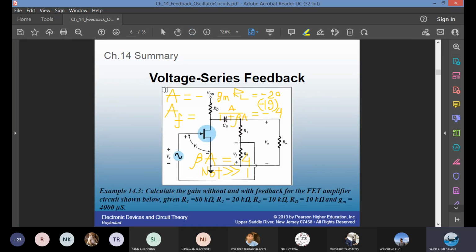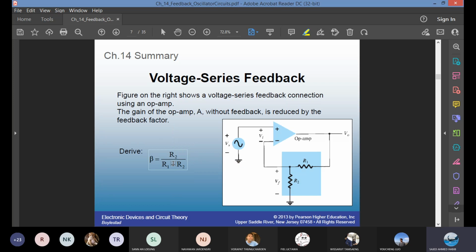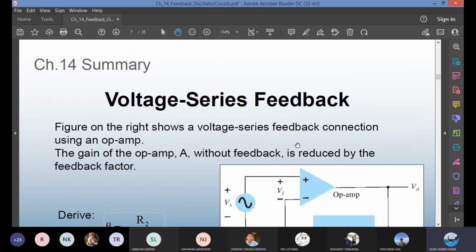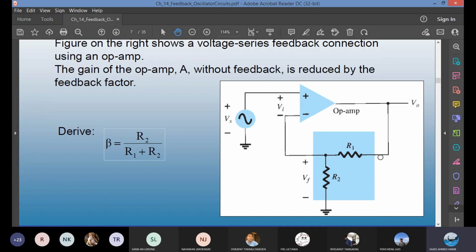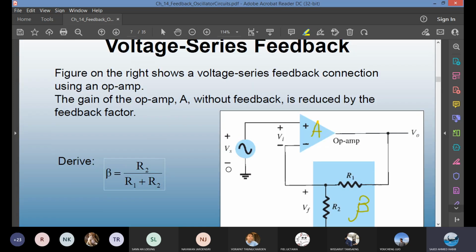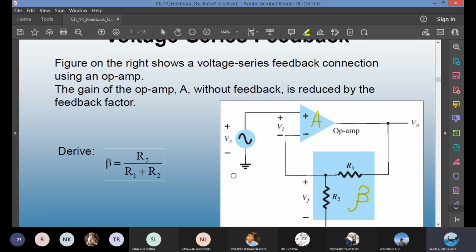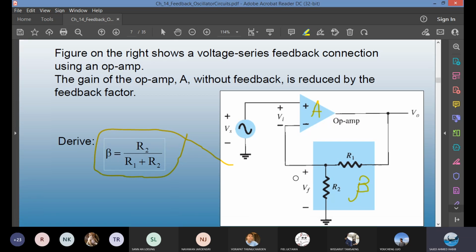Voltage series feedback can be given using many different types of circuit components. The first case you saw had a JFET and input signal. We can also create a voltage series feedback using the op amp. Remember, this one is your feedback network beta, and this one is your amplifier gain A before the feedback, or without the feedback. When voltage series feedback uses the op amp connection, the beta here is R2 over R1 plus R2. And this is going into the minus pin, so you have negative feedback.